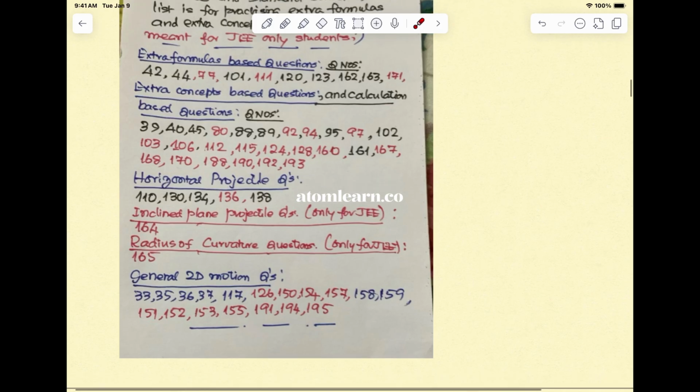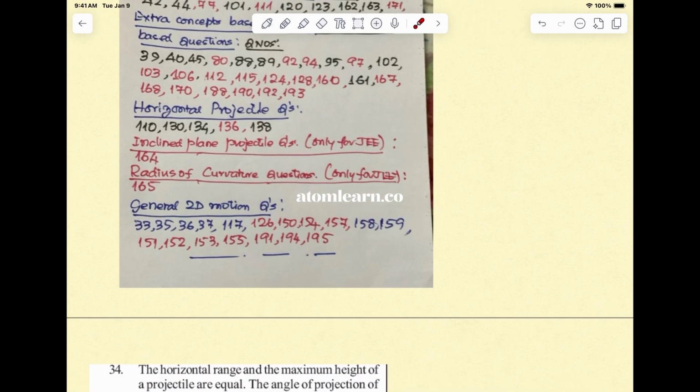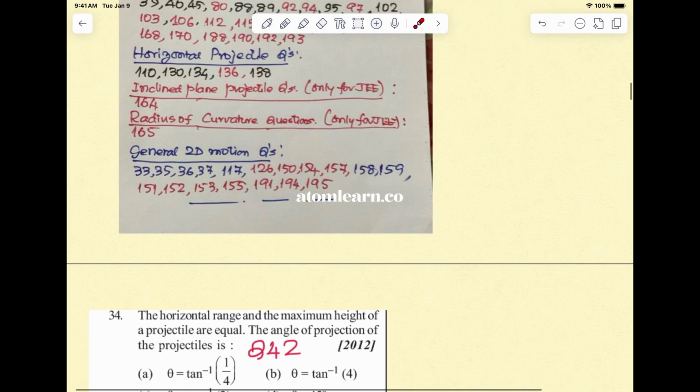This is not an exhaustive list, and all these questions are past year asked questions, right from 2025 backwards up to the year 2000. Therefore you have a sufficient number of questions for practicing.